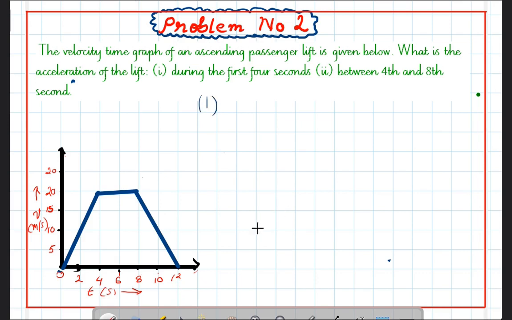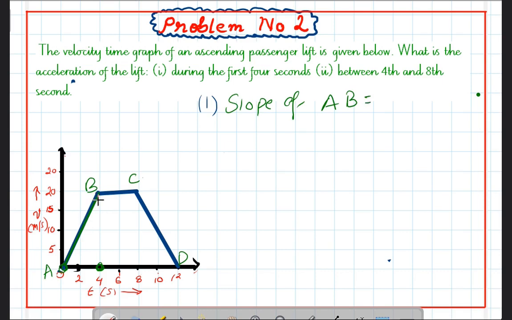First let us try to understand which line is for the first 4 seconds. If you see in this graph, my first 4 seconds is 0 to 4. So for 0 to 4, this line is telling me the slope for the first 4 seconds. Let us say this is A, this is B, this is C and this is D. So for the first 4 seconds I have to find the slope of AB.